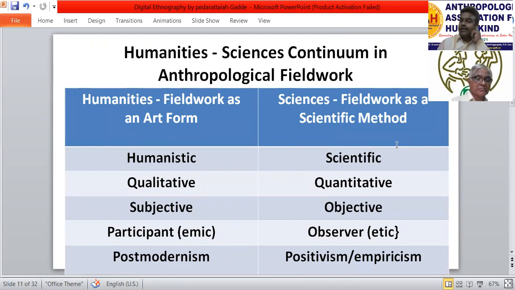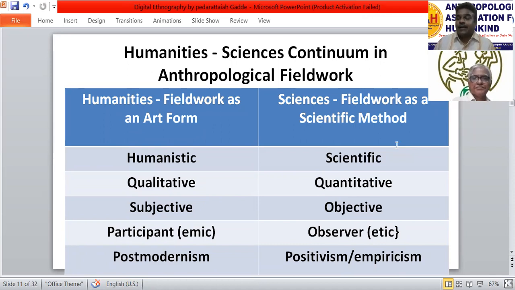So, in ethnography, humanities and sciences continuum in anthropological fieldwork. We know fieldwork is participant observation, and fieldwork is the heart of ethnography. Before we enter the field site, we have a research problem, and we develop some questionnaires, and we have some data collecting tools and techniques, and all those things. So we get ready, and we enter the field with an open mind, at the same time, with the research problem.